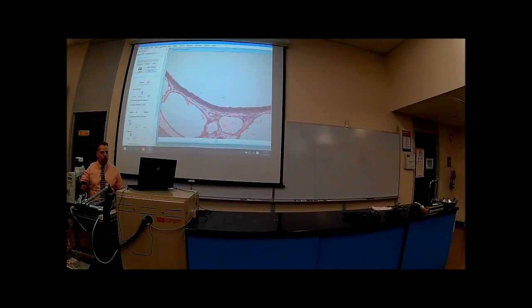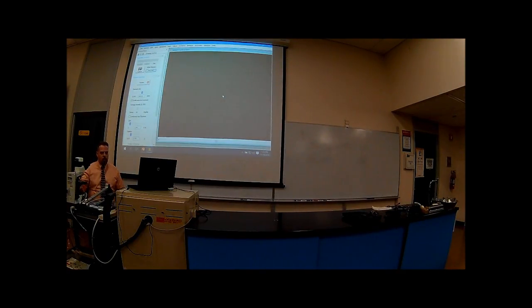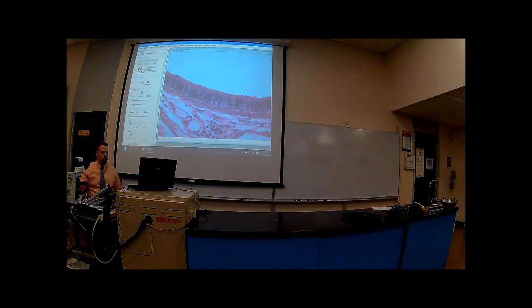Closer, that's at 100x. Let's get up to 400x. Bear with me with this microscope showing on here. It's good, it's just that I need some adjusting to get closer. Light, color here. So that's a little bit better. Okay.